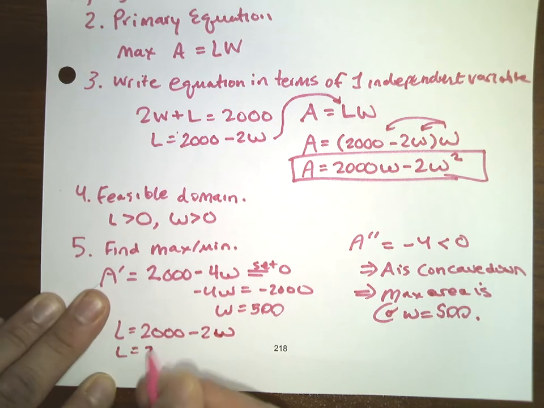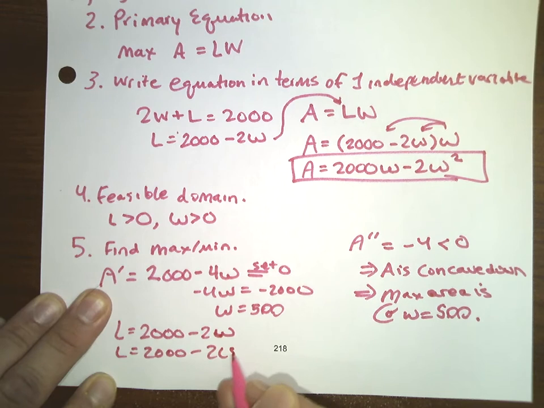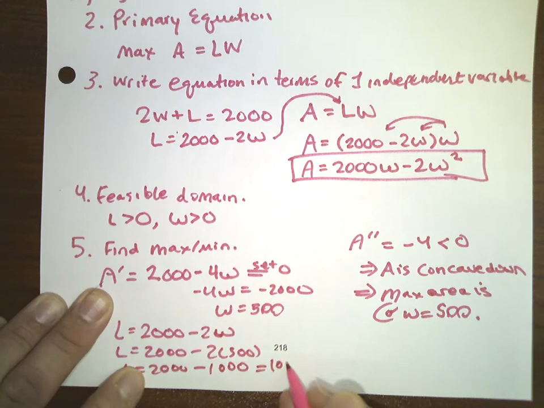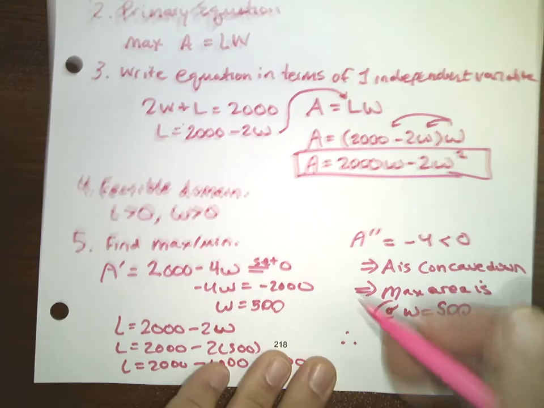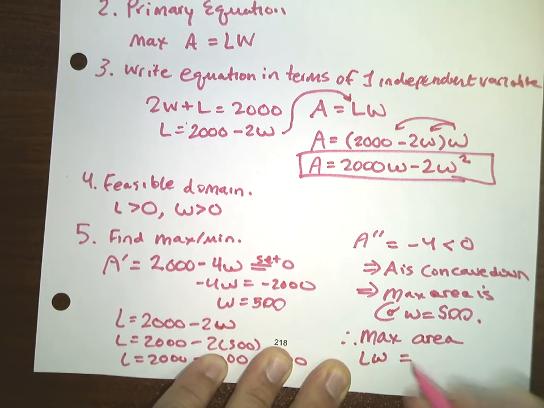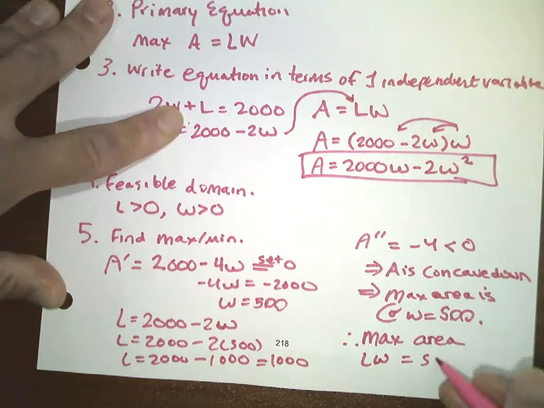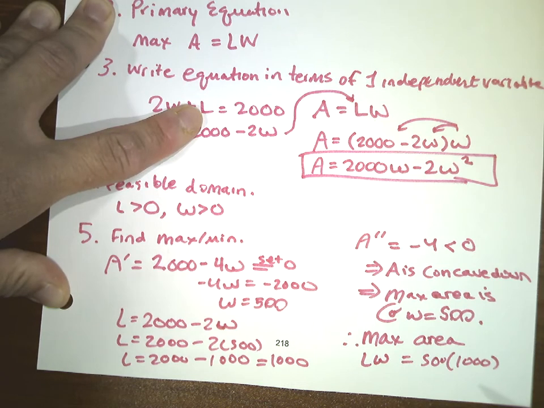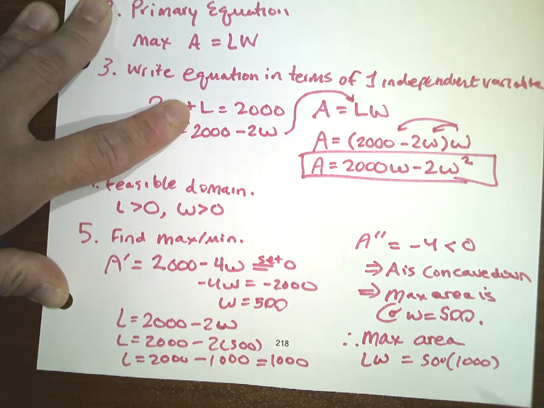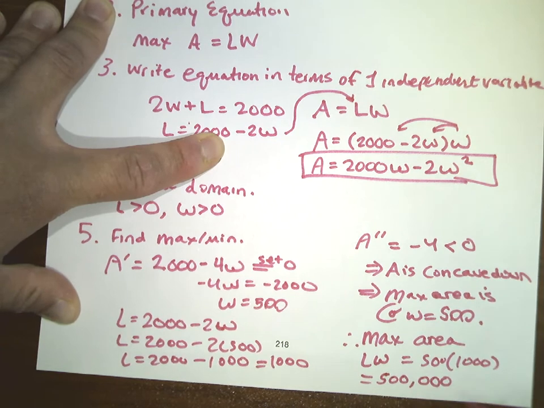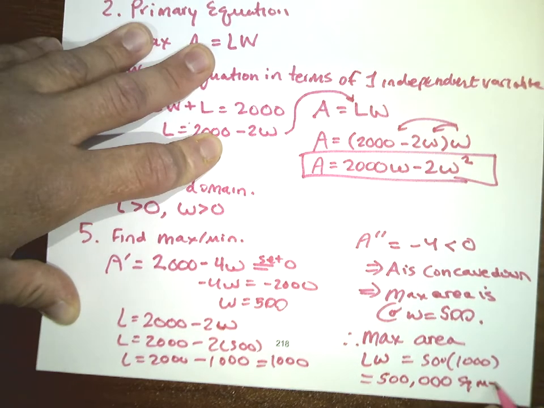So that will be 2,000 minus 2 times 500. So that's 2,000 minus 1,000. That's 1,000. So therefore, the maximum area is going to be length times width, which is 500 times 1,000. So that is 500,000 square meters. All right, so the maximum area is 500,000 square meters.